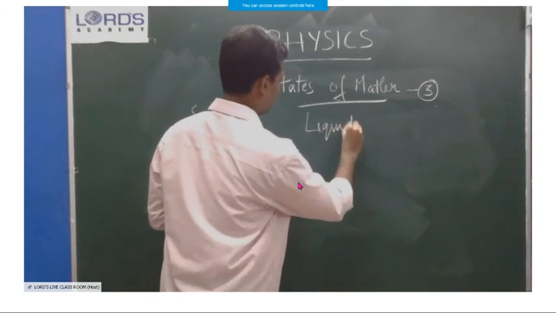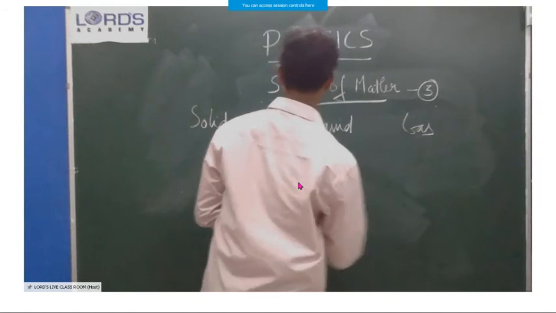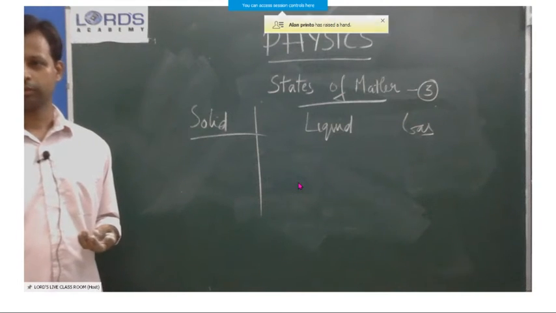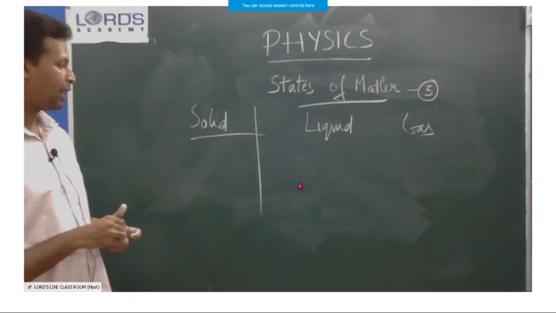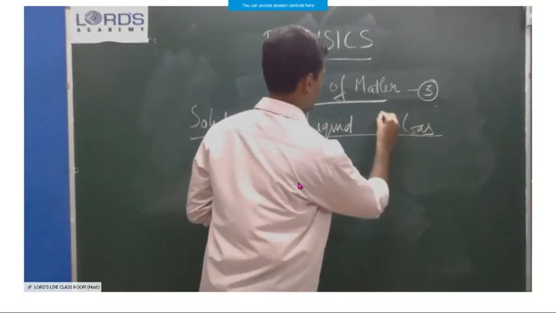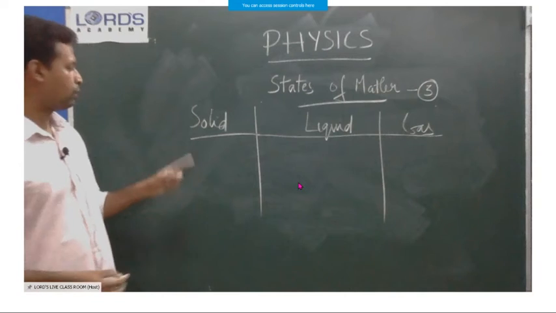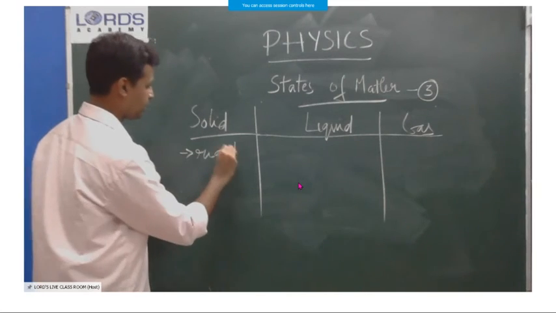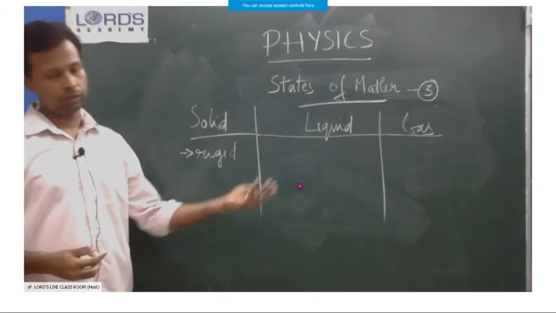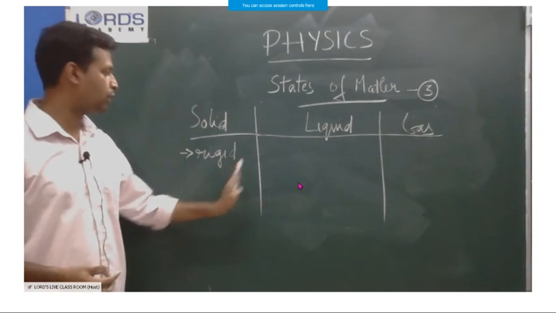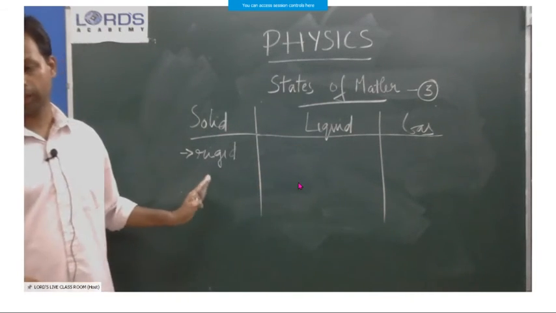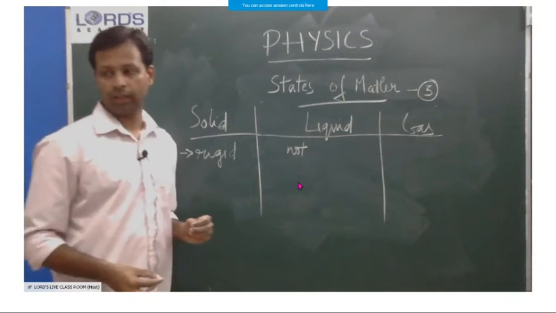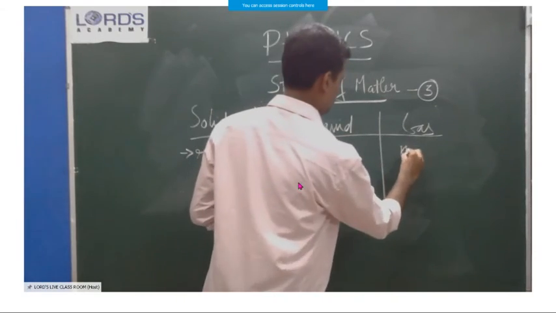liquid and gas. Okay, this is the basis here. First, as we know, solid is rigid. Solid is rigid. You have to study and compare. I know that you have already studied, but when you study, you have to compare this and study. Okay, first, solid is rigid, liquid is not rigid, then gas is also not rigid.